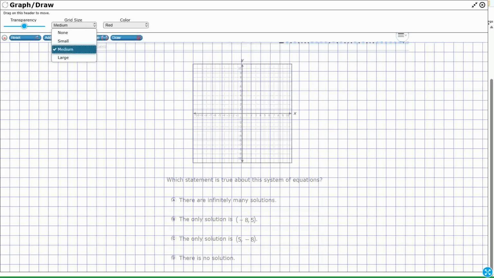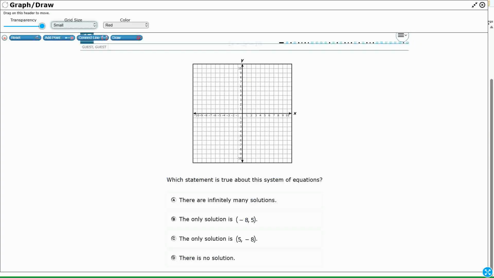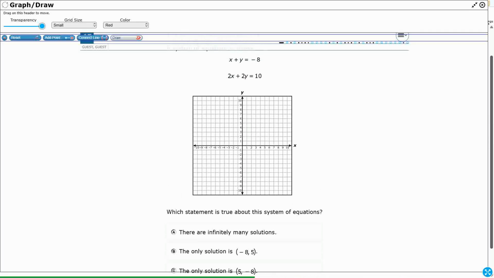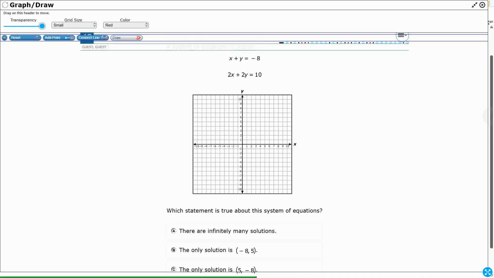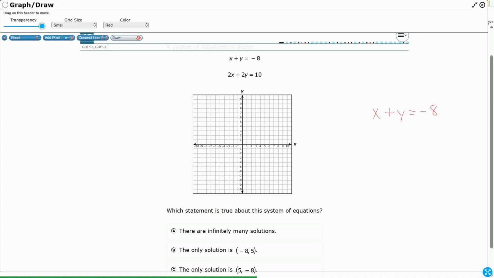All right, so we've got two different equations here. They're both given to us in standard form, and we've got a few options on how we can solve this. We can graph, we can use substitution, we could use elimination, and so let's do this. Let's copy them down. x plus y equals -8, 2x plus 2y equals 10.